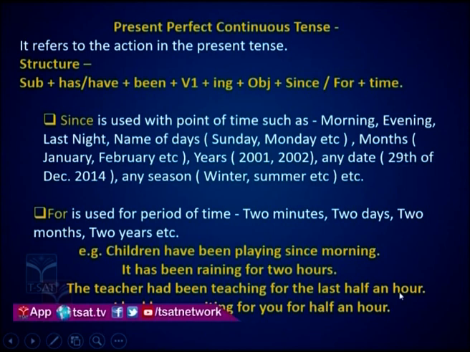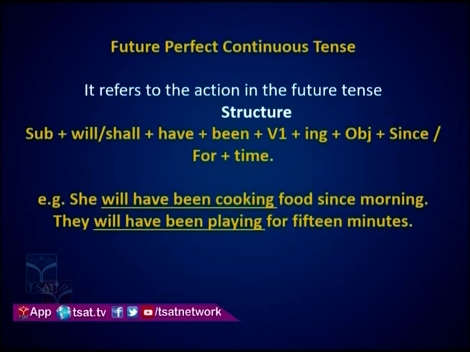Again, a period of time is mentioned, half an hour. I had been waiting for you for half an hour. Again past perfect continuous, period of time, for half an hour. Future perfect continuous tense. This tense refers to action in the future time. The structure is subject plus will or shall plus have plus been plus V1 plus ing plus object plus since or for plus time.